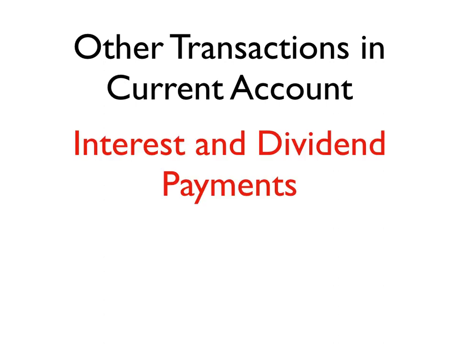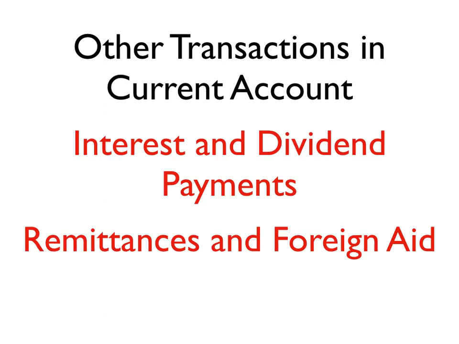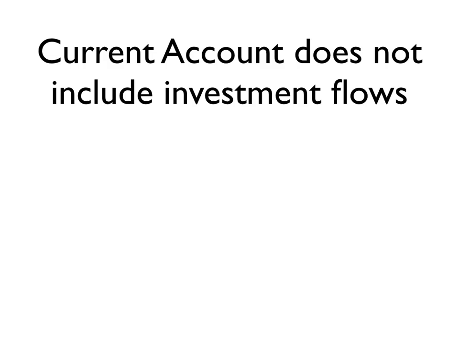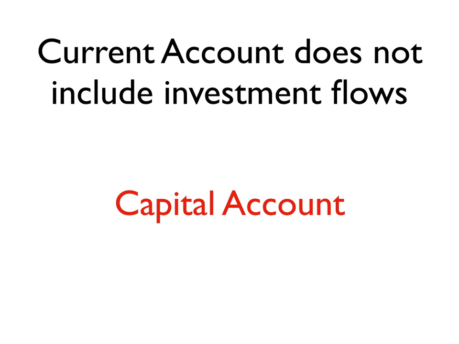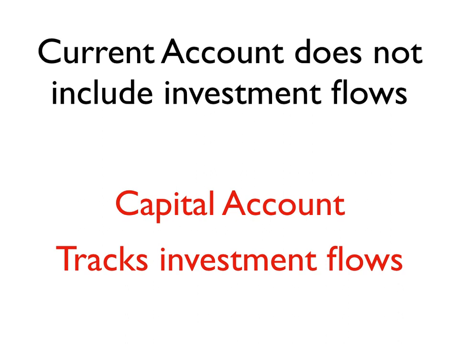Okay, so other transactions in the current account would be interest and dividend payments and remittances and foreign aid. Remittances are simply transfers of income from individuals in one country to an individual in another country. All right, so the current account would include those. The current account does not include investment flows. Investment flows show up in the capital account, or the financial capital account, and that's where investments are tracked.